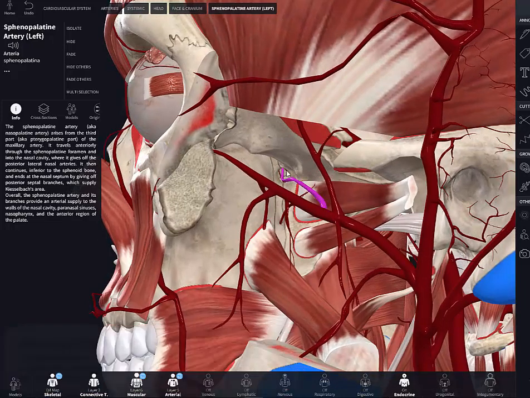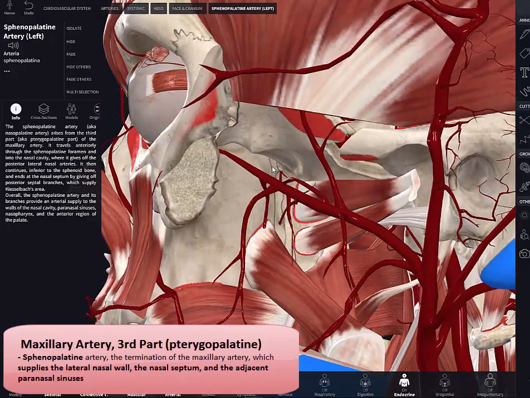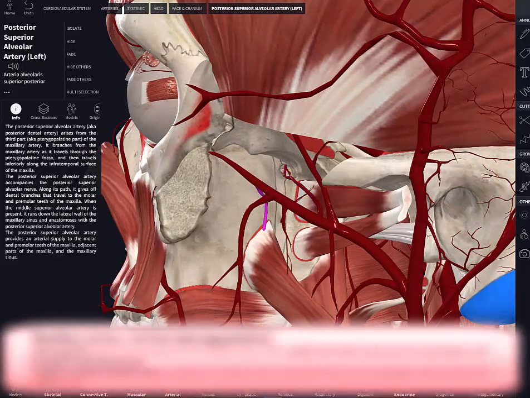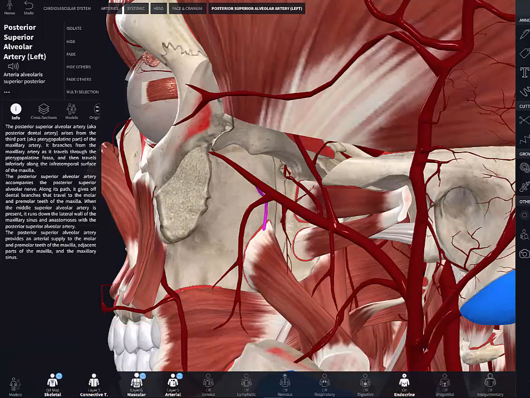And then when it's in the nasal cavity, it'll have many branches, and some of those are septal branches where it'll help supply an area of the nose, which is called the Kiesselbach area, which is prone to epistaxis. We also have posterior superior alveolar arteries. They will supply the maxillary molar and premolar teeth, the buccal gingiva, and the lining of the maxillary sinus.